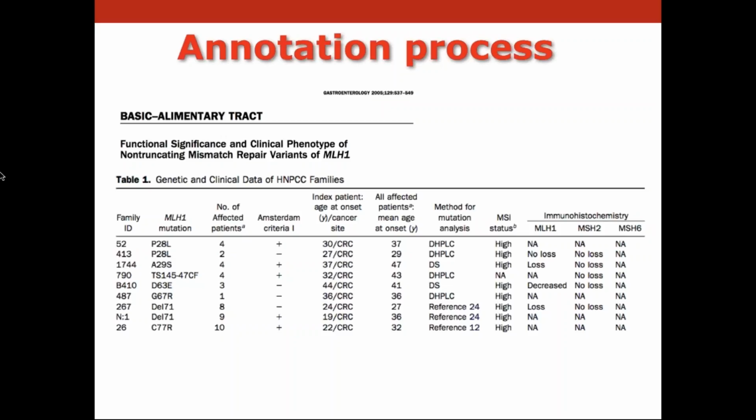So this was the end result. Going back to how we actually extract the information, this is one of the articles that we used to annotate MLH1. One of the challenges is that information is dispersed. In this case, there's information dispersed within the same table, but sometimes it's even more widespread in the paper.